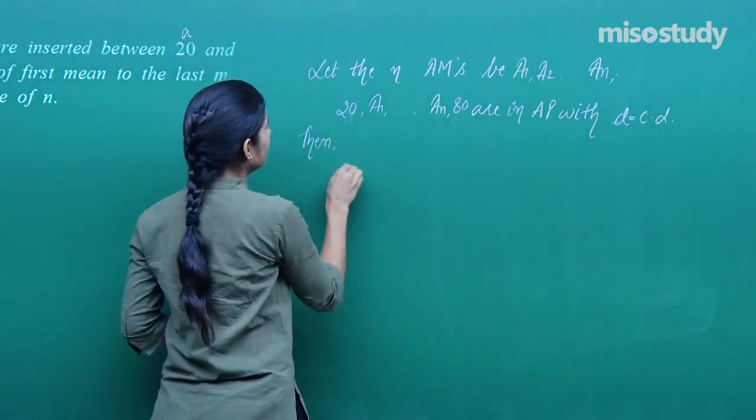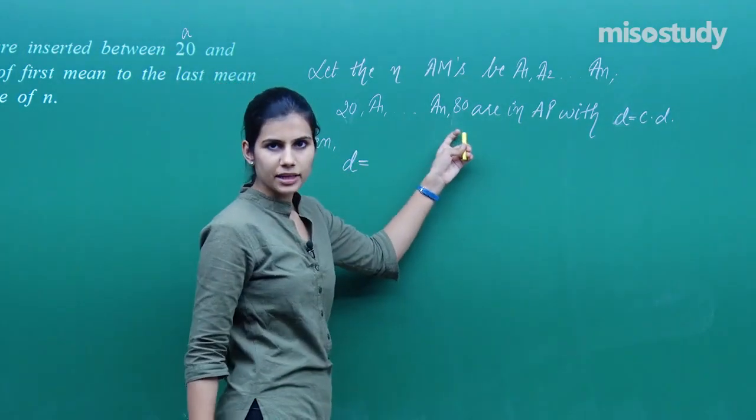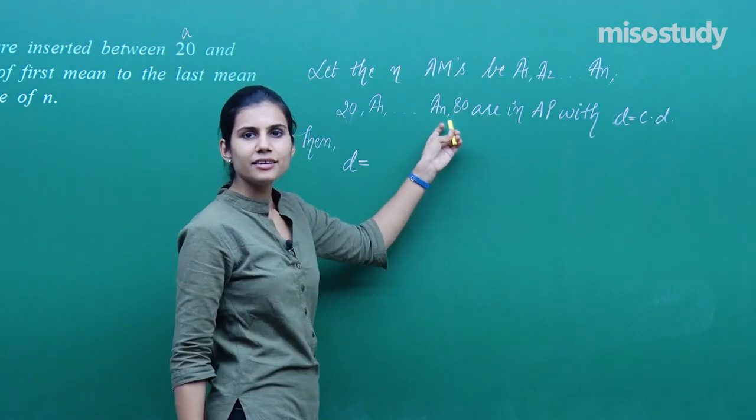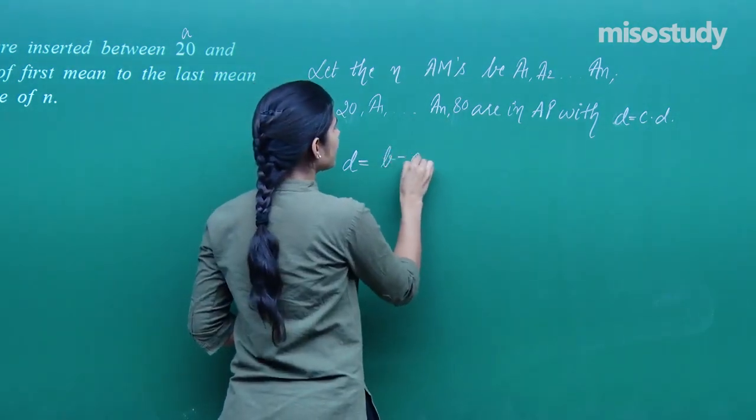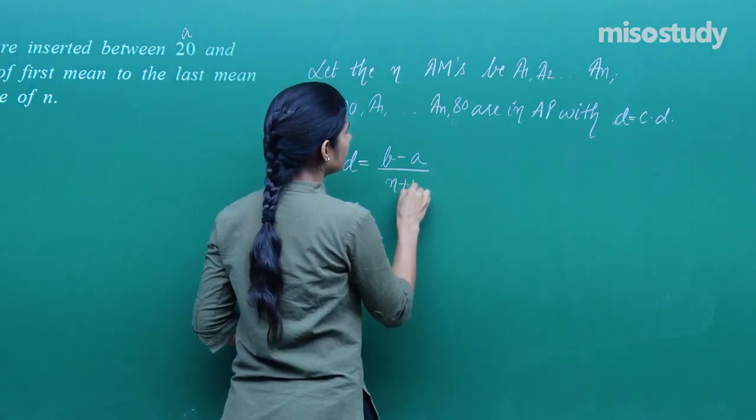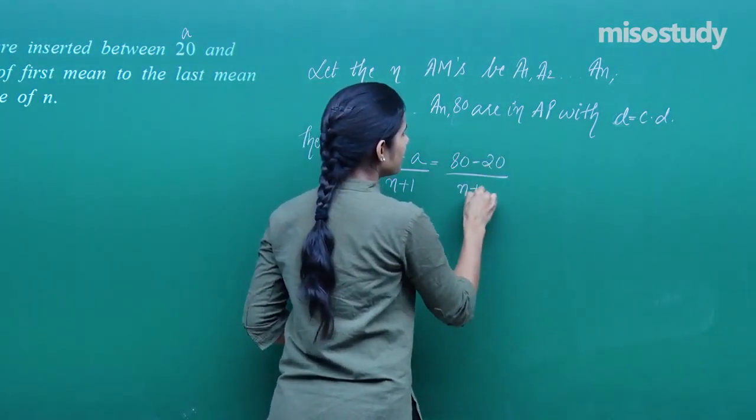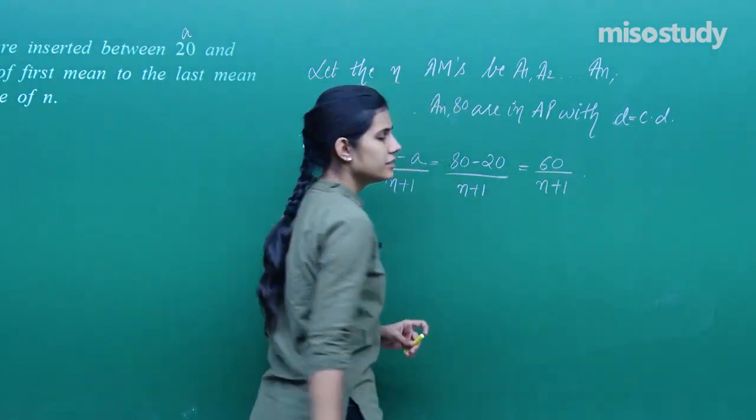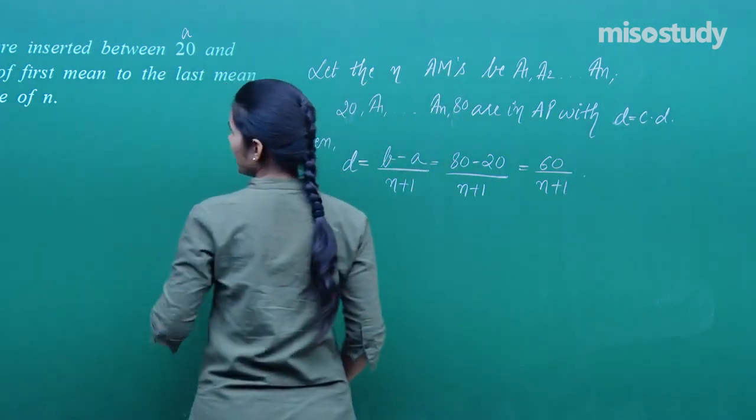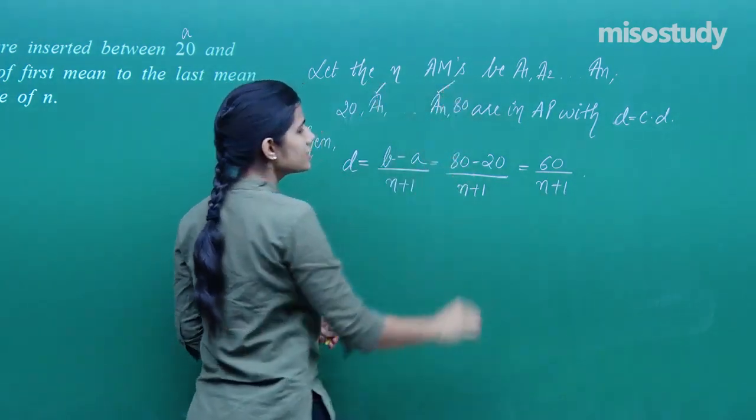I know the formula of D for this sequence to be an AP. If A1 to An are the n arithmetic means inserted between 20 and 80, D is B minus A upon n plus 1. So it is 80 minus 20 upon n plus 1, that is 60 upon n plus 1. I am given the ratio of the first mean to the last mean. This is the first mean, this is the last mean.